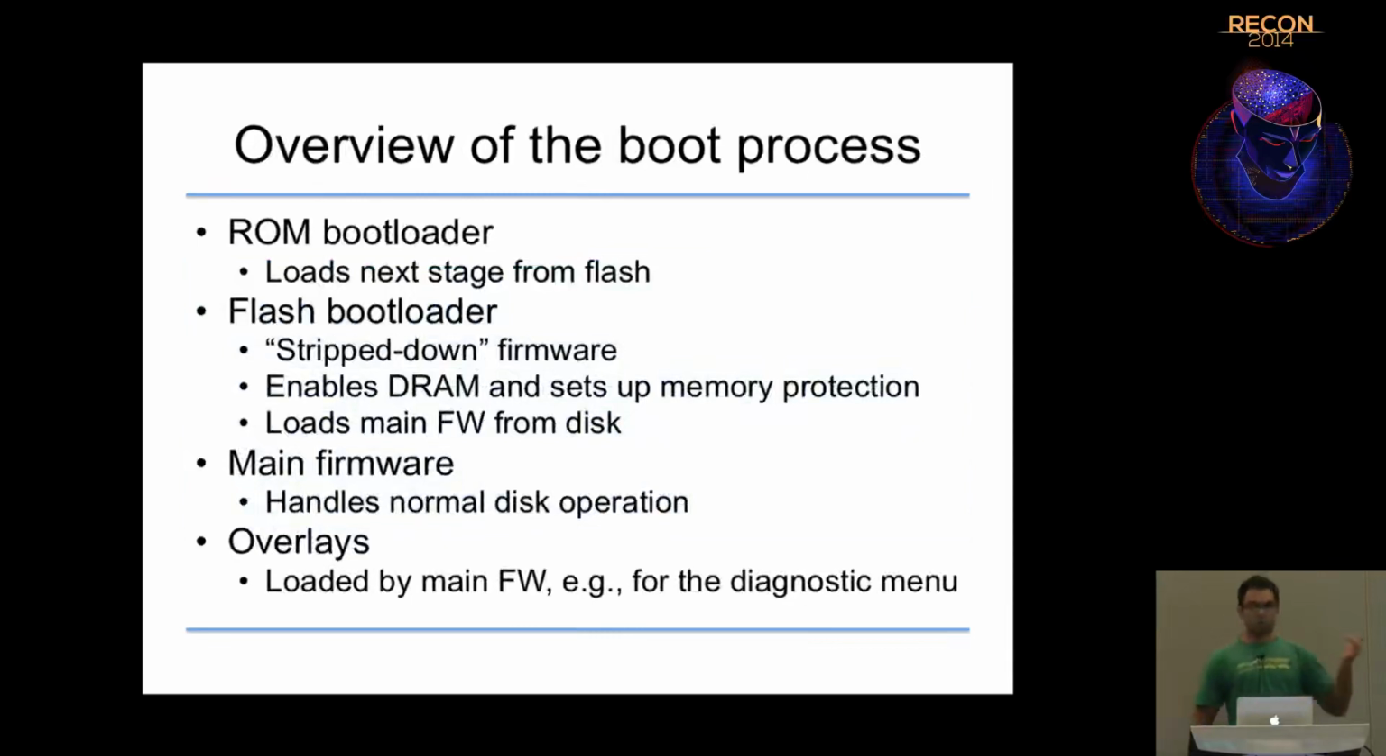So during the boot process of the drive, you have the ROM bootloader. This one was the one with the small menu you saw before. This loads the next stage from flash memory. You have a flash bootloader, which is a stripped down firmware of the hard drive. It's just enough to set up all the hardware devices that are inside. The dynamic RAM sets up memory protection, and it loads the main firmware from the disk. Then the main firmware handles all the normal disk operation. In addition to the flash bootloader firmware, it has also the protocol part with SATA.